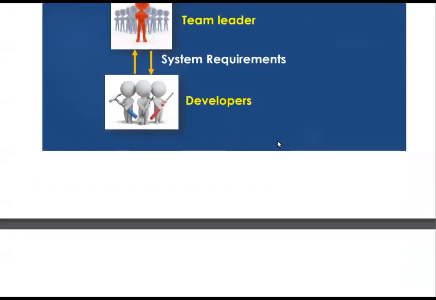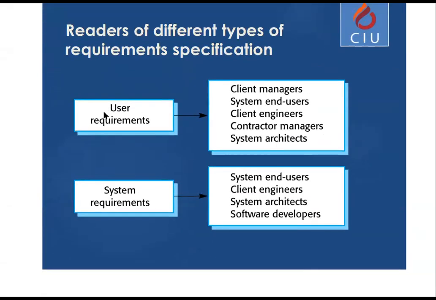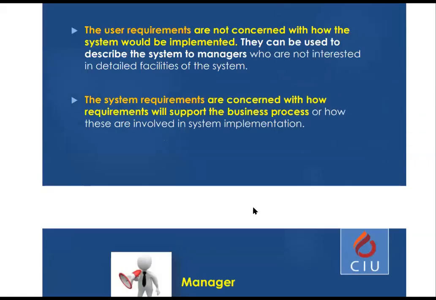If you go up, here I mention which requirements address which people. User requirements are for client managers, system end users, client engineers, and so forth. And the system requirements also include the end users, the architects, and developers. Here you won't find the developers because the developers themselves specifically use the system requirements. That is very true. But it's not only for the developers. The end user can also use system requirements. Is that clear?